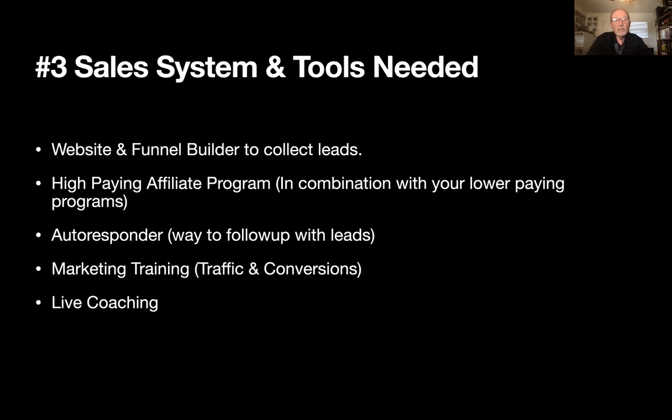Number 3, sales system and tools needed. You need a website and a funnel builder to collect leads. That's what the Home Business Academy is. Basically, it has a funnel builder that is probably one of the best there is. It costs $25 a month, and if you're an affiliate, you get $20 of that a month. So that's something, a high-paying affiliate program in combination with the lower-paying programs.